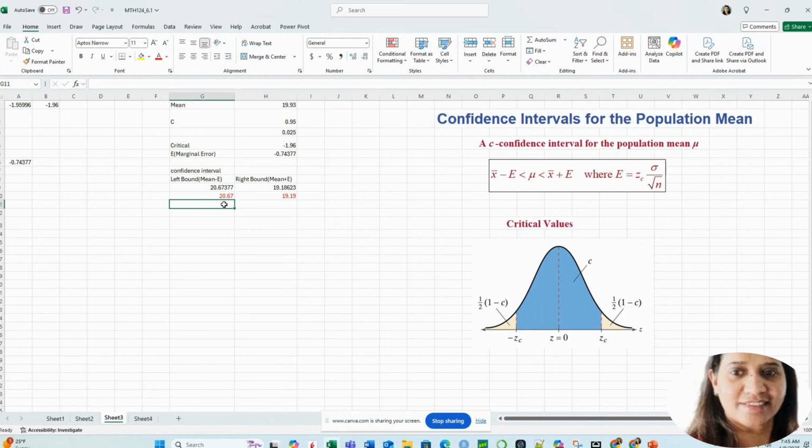Or we can usually write the confidence bound as 20.67 comma 19.19. So this is our confidence bound, the confidence interval for the population mean when the confidence is 95%.